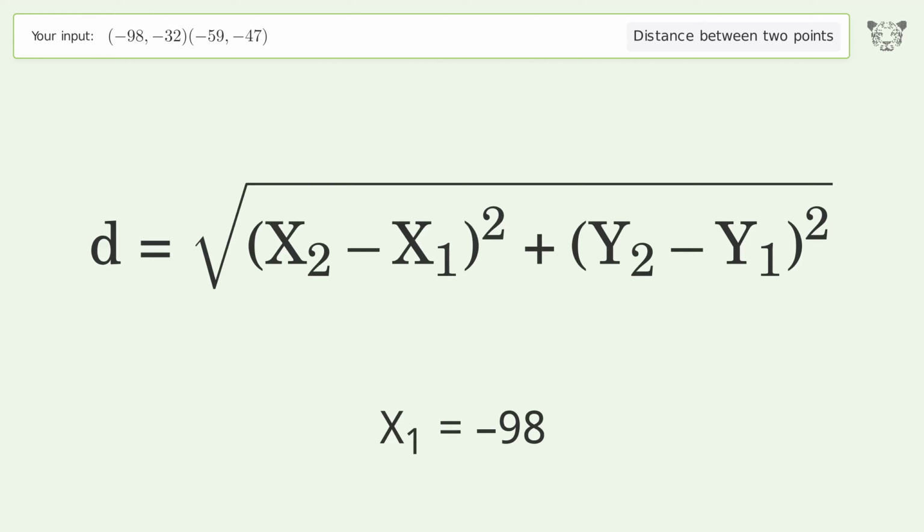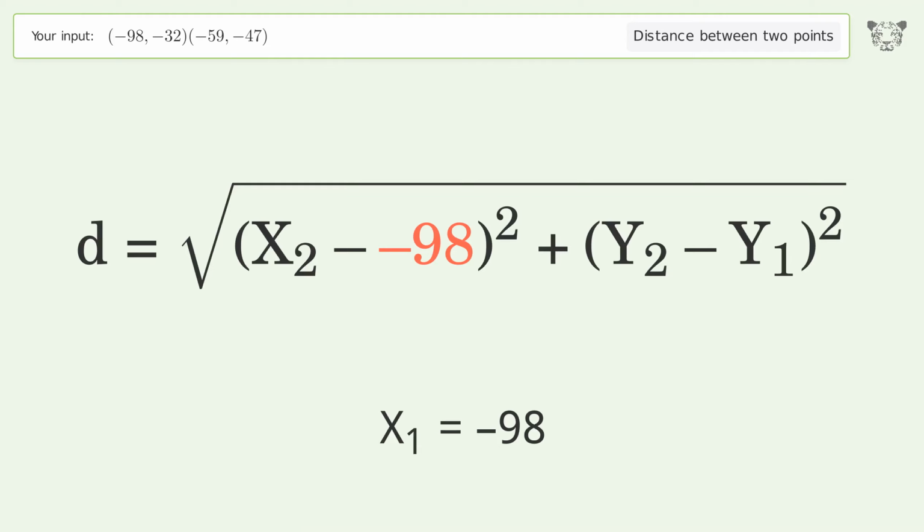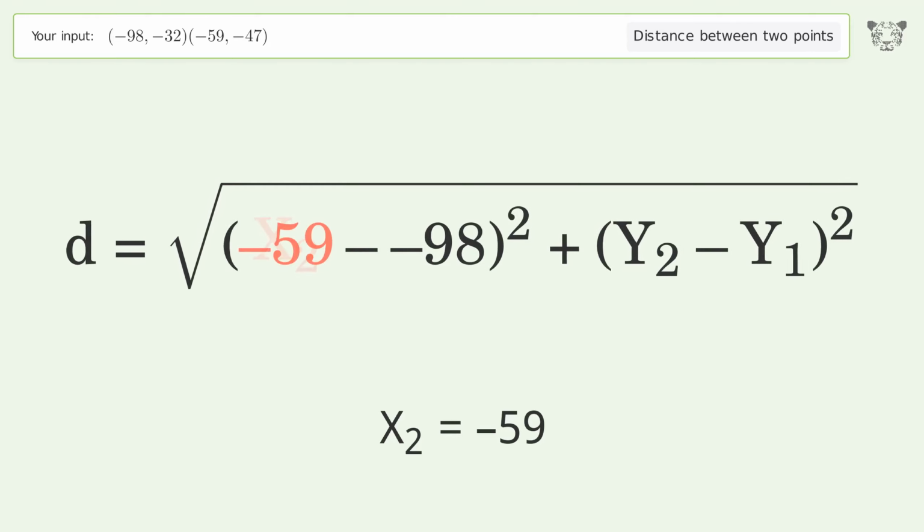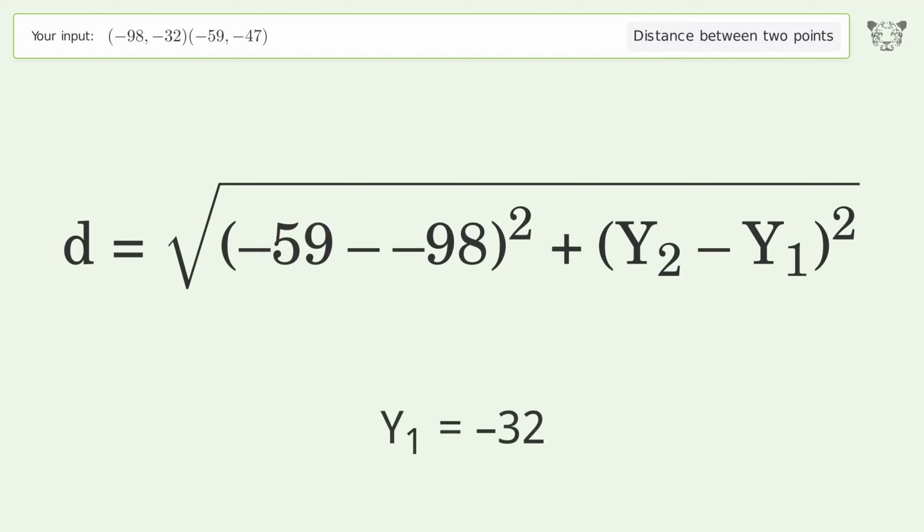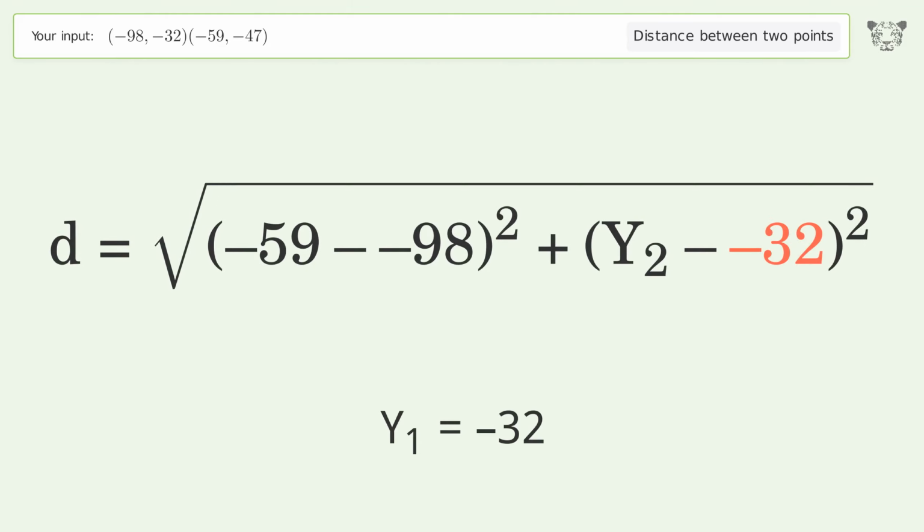x1 equals -98. x2 equals -59. y1 equals -32. y2 equals -47.